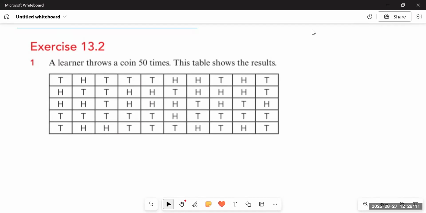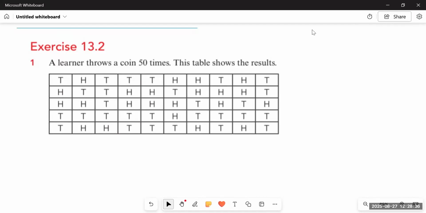This is Cambridge Lower Secondary Book 8, and we are doing chapter number 13. We are going to start with exercise 13.2, in which we have to deal with experimental and theoretical probabilities. We are already done with previous questions related to it in Cambridge Lower Secondary Book 7, so if you haven't been through it, you can go check that out. I'll provide you with a link in the description box.